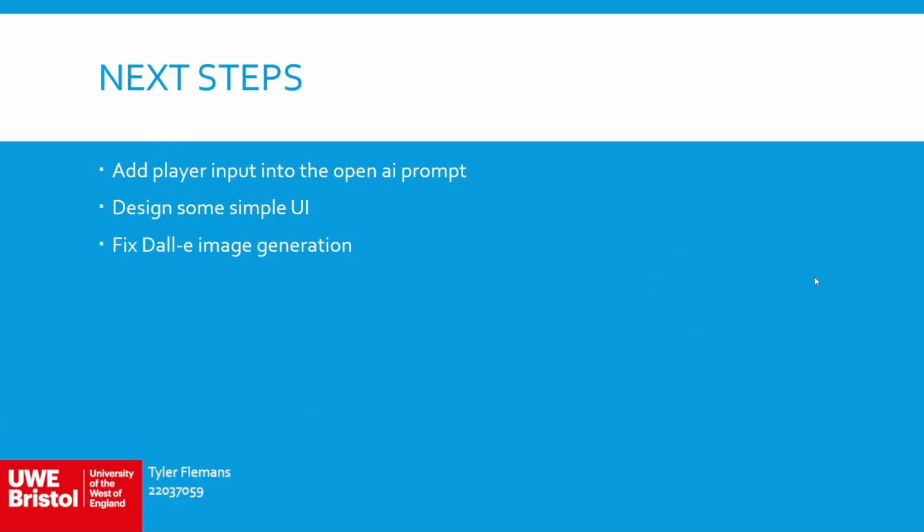For the next steps for this project, I need to fully integrate the player inputs into the AI prompts so that when I receive the output from OpenAI, it's actually relevant to what the players put in. I also want to design some simple UI, nothing too much, just enough to make it a little less boring. And then more of a stretch goal, but if I can, I would love to fix the DALL-E image generation that's currently in the files, but just does not work. It doesn't output anything, and I'm really stuck on why.